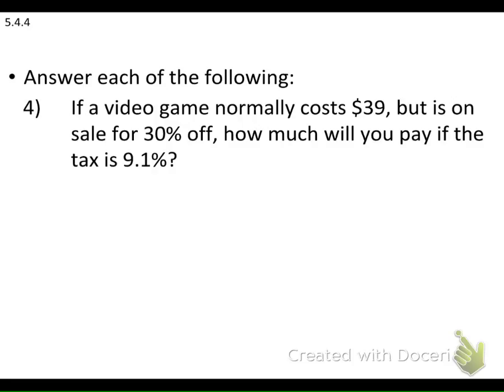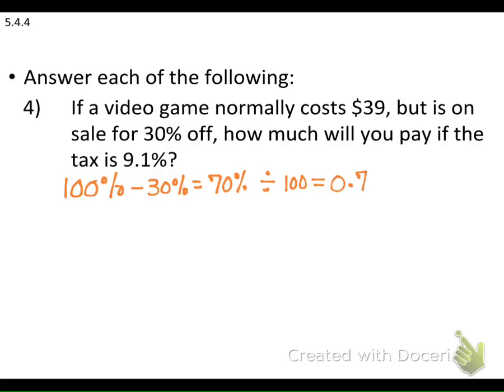All right, number 4. Answer each of the following. If a video game normally costs $39, but it's on sale for 30% off, how much will you pay if the tax is 9.1%? Haley? Okay, first you want to put down 100%. Minus 30%. Because it's discounted, good. And then that would equal 70%. And you want to divide 70% by 100. Sorry. You're right. And that would give you 0.7.